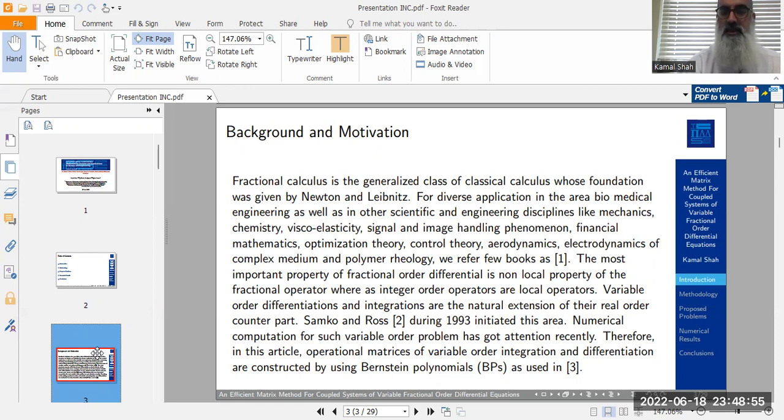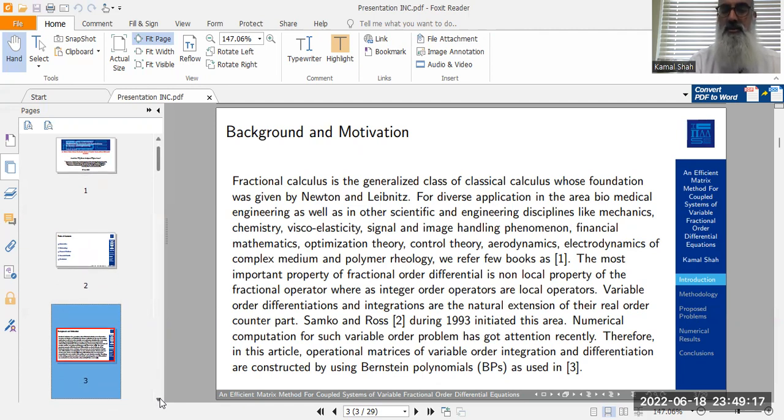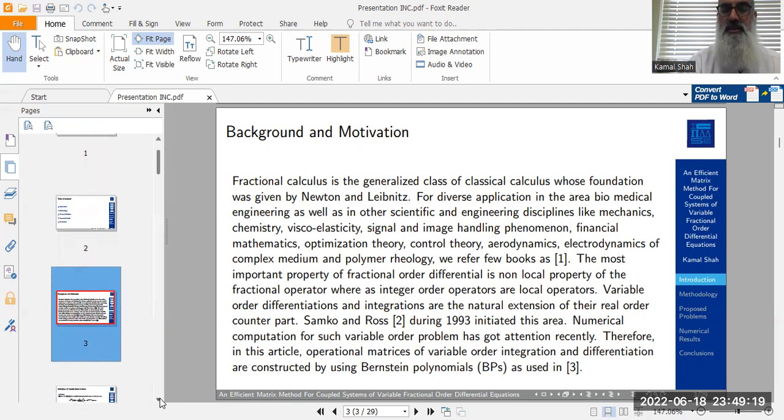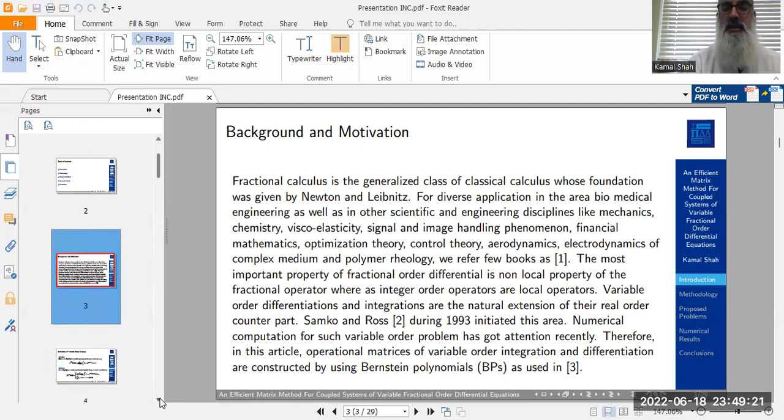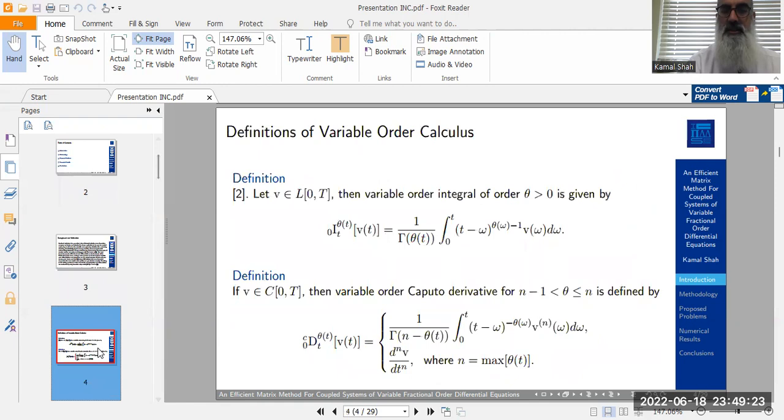This area was initiated by Samko and Ross in 1993. In recent times, some researchers have published very valuable work related to numerical and analytical results in this area. In this paper, we established some operational matrices based on Bernstein polynomials to compute numerical solutions to some classes of coupled systems of variable order differential equations.